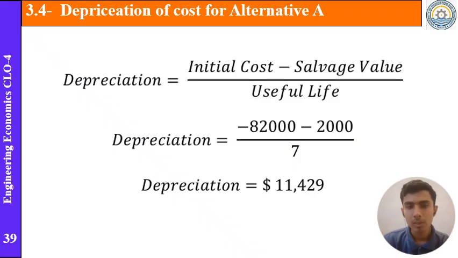The depreciation method that I have selected for the alternative A, that is the semi-operated arm, is the straight line depreciation method. In the straight line depreciation method, the formula is as given: the initial investment minus the salvage value, divided by the number of years of the life of the project. Here the initial investment for project A is 82,000 rupees and its salvage value is 2,000 rupees. The total number of years is 7. Putting these values into the formula, we got a depreciation of 11,421. It's a constant value. It will remain the same throughout the life of the project.